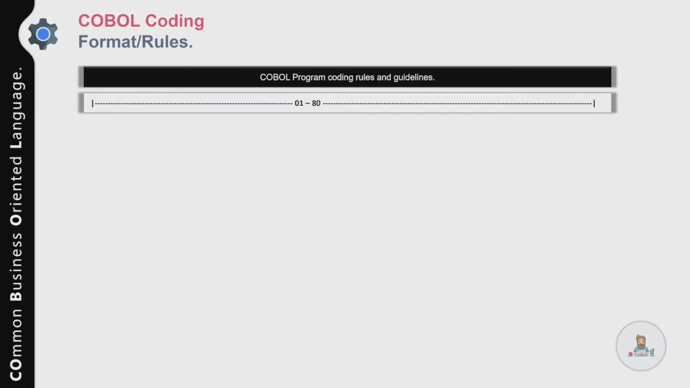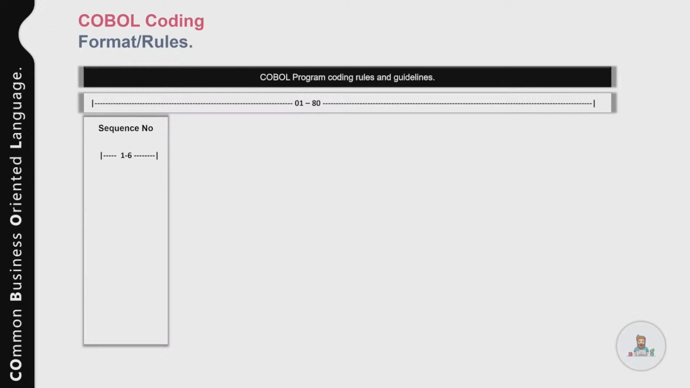Now let's talk about the actual coding rules that you should follow when you're writing your COBOL program. And these rules are based on the coding form or sheet that we discussed in our previous slide. Each line in a COBOL program is considered to be of 80 columns. These columns are further divided into 5 different fields, and each field has its own significance. So let's look at the significance of each field.